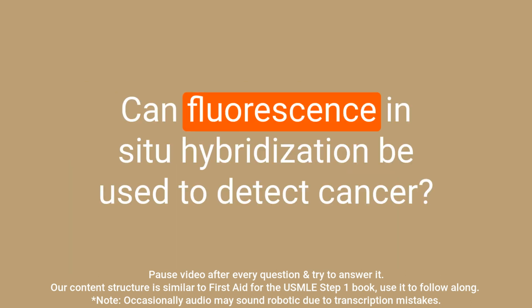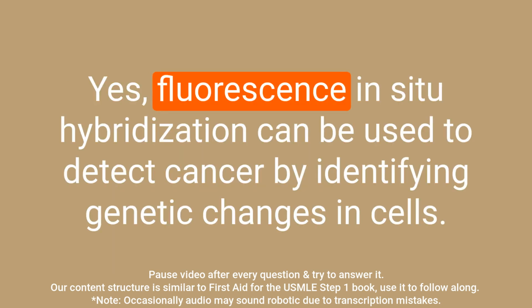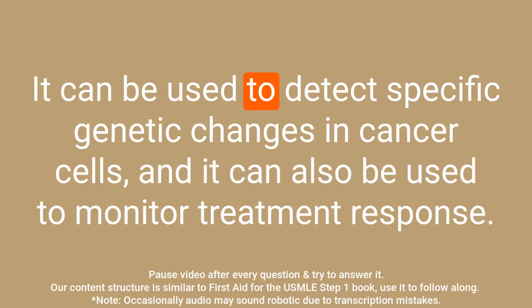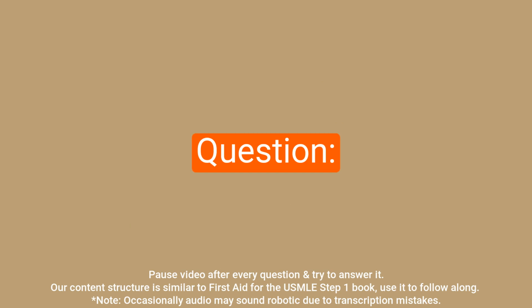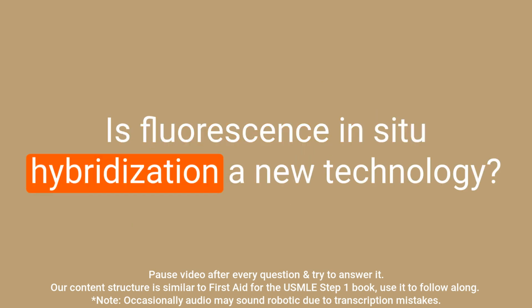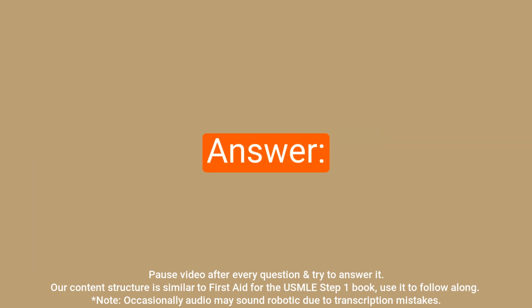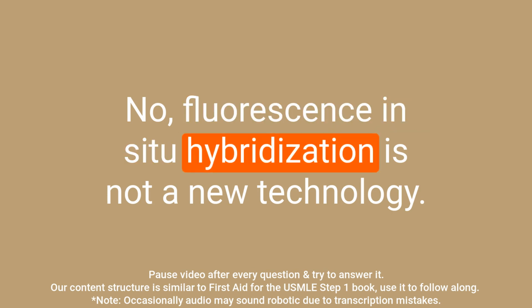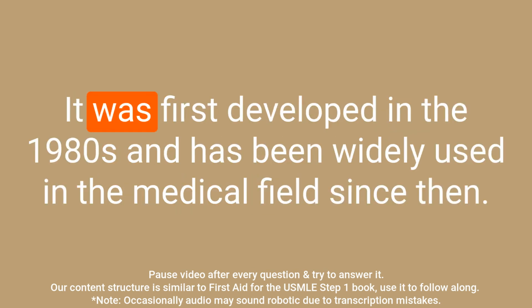Question: can fluorescence in situ hybridization be used to detect cancer? Answer: yes, it can be used to detect cancer by identifying genetic changes in cells. It can be used to detect specific genetic changes in cancer cells, and it can also be used to monitor treatment response. Question: is fluorescence in situ hybridization a new technology? Answer: no, it is not a new technology. It was first developed in the 1980s and has been widely used in the medical field since then.